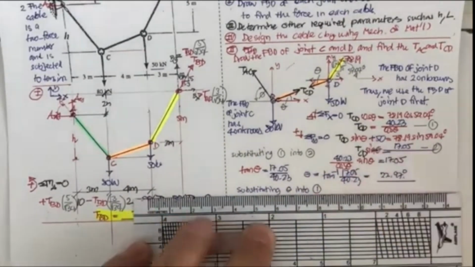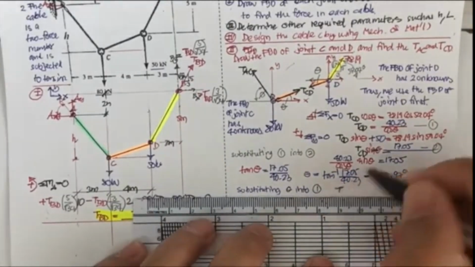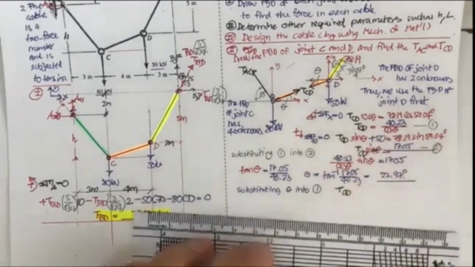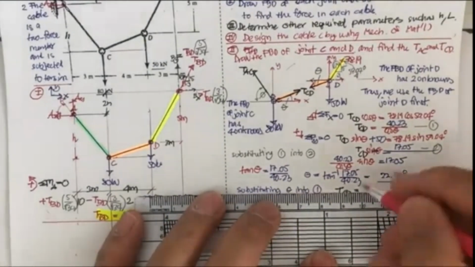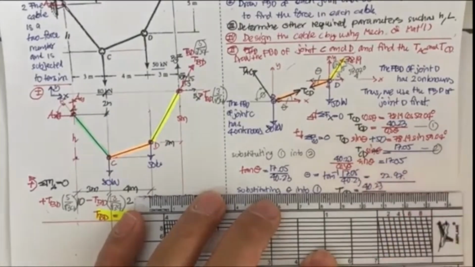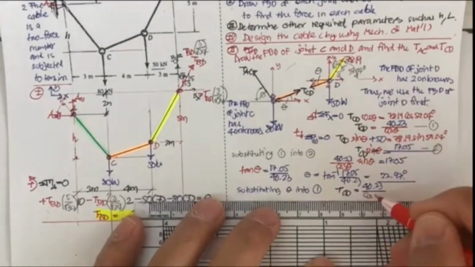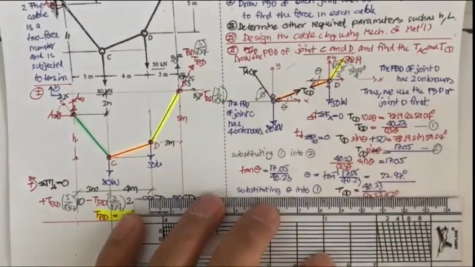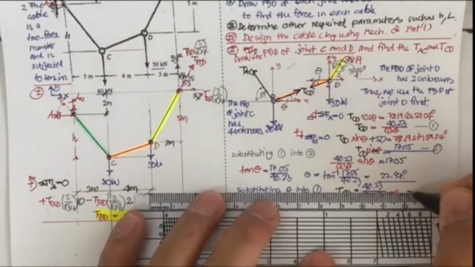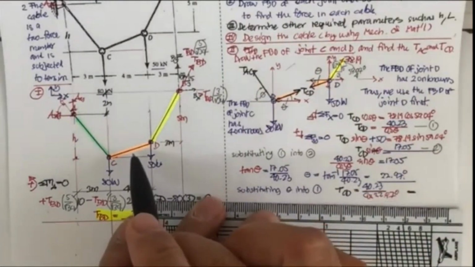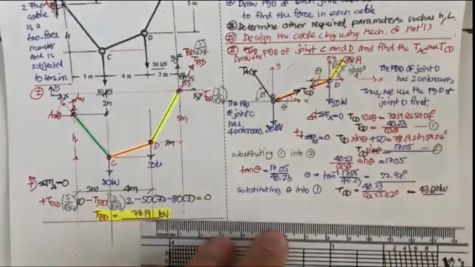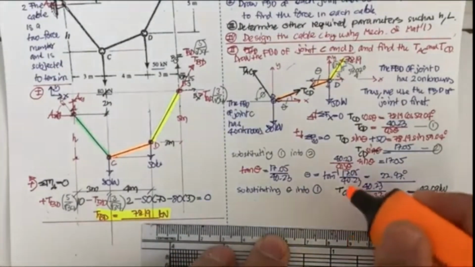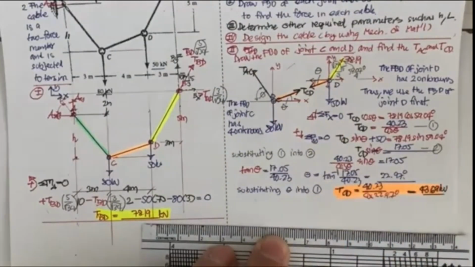Okay, and then we may have T sub CD. T sub CD is here. T sub CD is equal to 40.23 divided by cosine of 22.97 degrees, and then you get T sub CD, which is the yellow cable, of 43.69 kilonewton. Okay, this is going to be for the yellow cable.